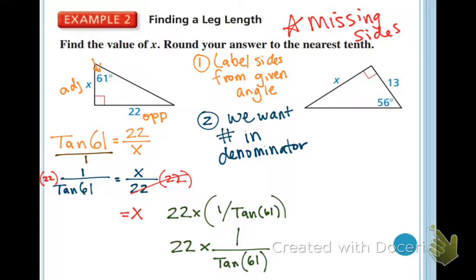Okay, so if we type this in our calculator, we are rounding our answer to the nearest tenth. That's 1 decimal place. So what do we get when we round to the nearest tenth? 12.2. So that is the length of that side.